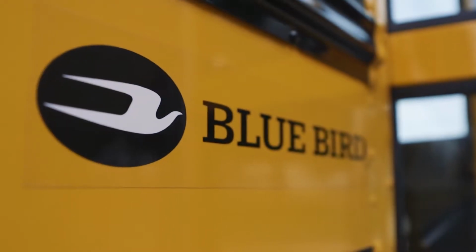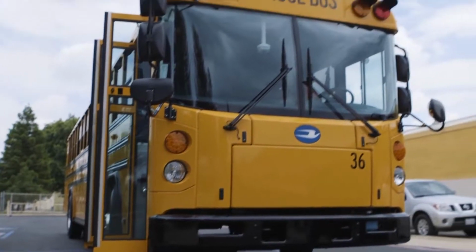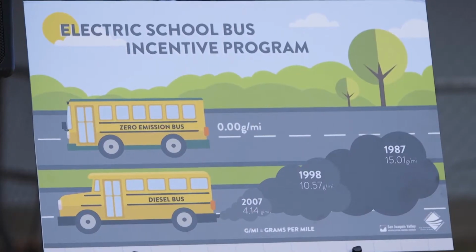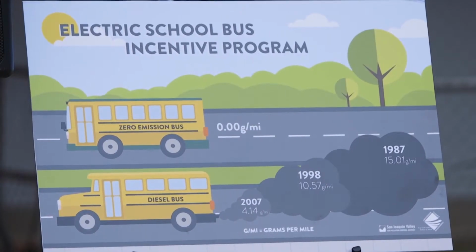A Type D transit all-electric Bluebird school bus with 78 passengers. It doesn't emit any particulate matter. It doesn't emit any NOx. It has none of that. It's completely pollution-free. Here at Malaga, our number one priority is to ensure the safety and well-being of all of our students.